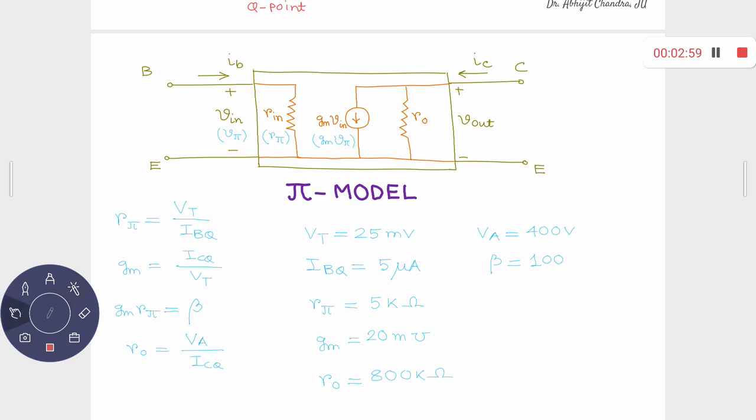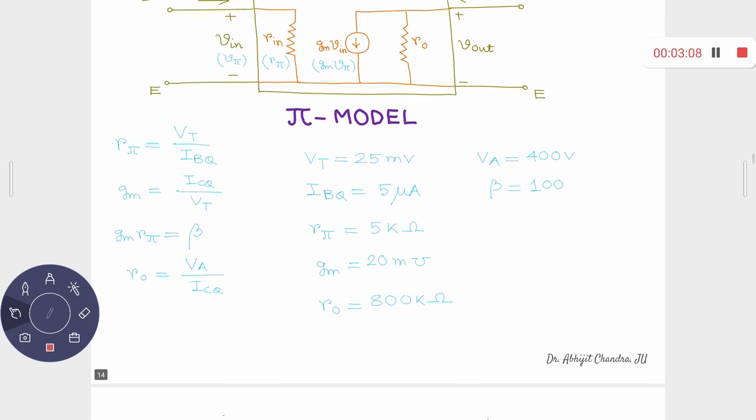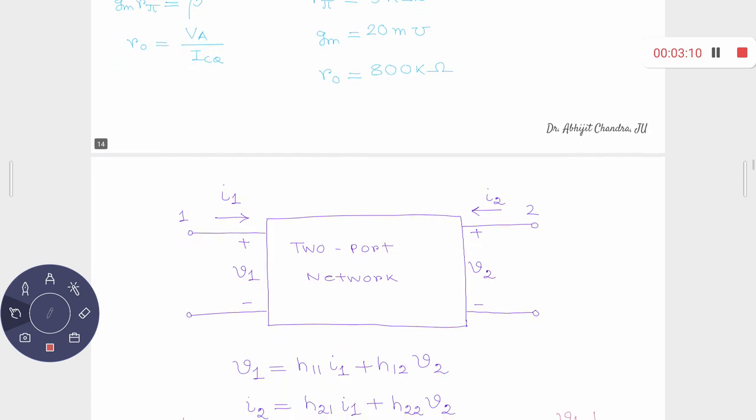Now the pi model is one kind of model by means of which you can visualize the transistor operation, but it is not the only model. There are so many models apart from this pi model. So today let's move to another model.